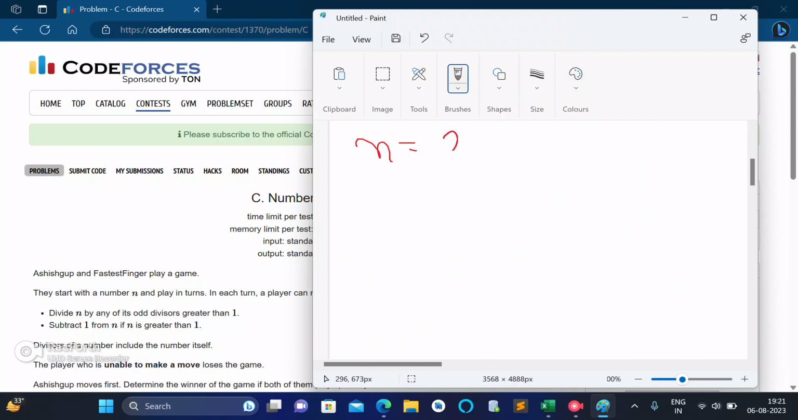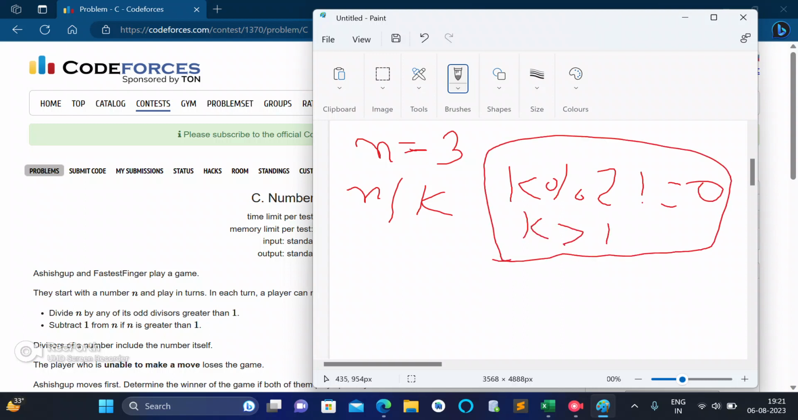So let's say we are given n equal to 3. When n is equal to 3, Ashishgup will think that 3 is an odd number, and if he divides 3, he can easily apply operation 1. Operation 1 says that we have to divide n by k, where k should be an odd number, k modulo 2 is not equal to 0, and k should be greater than 1. Both of these criteria are satisfied by k equal to 3.